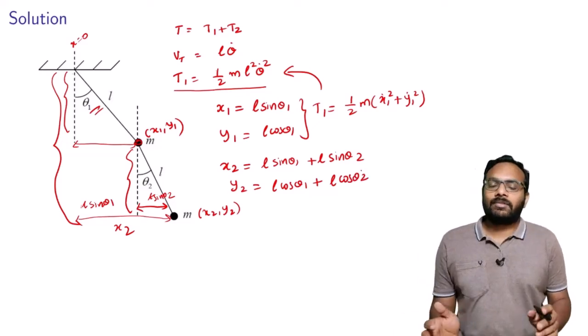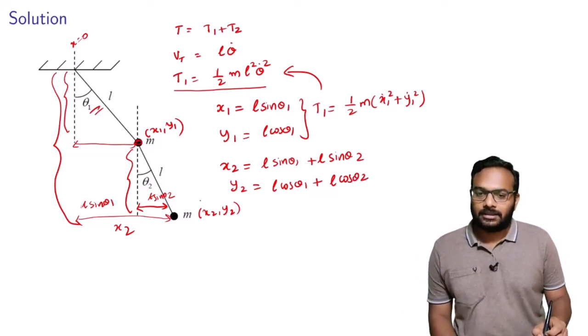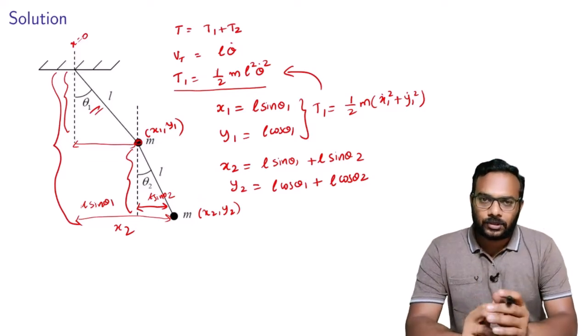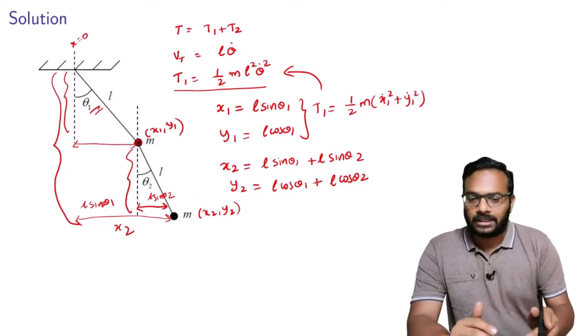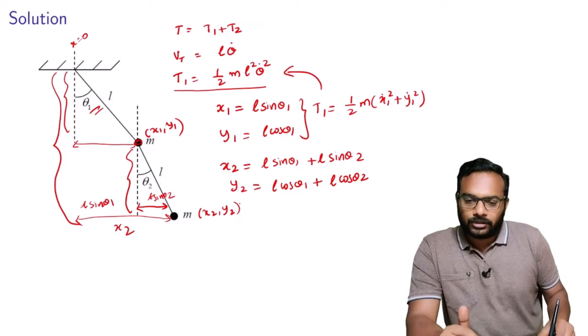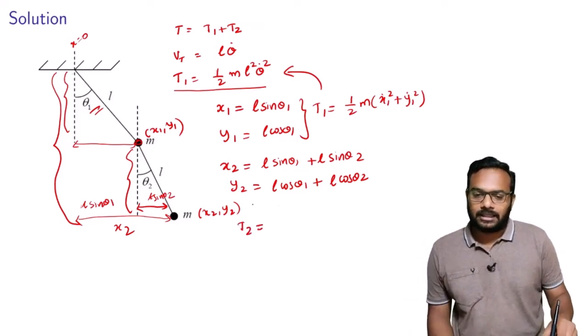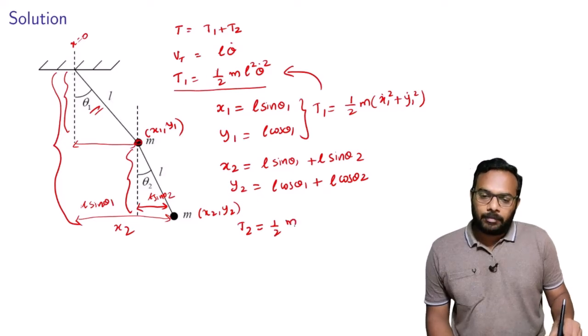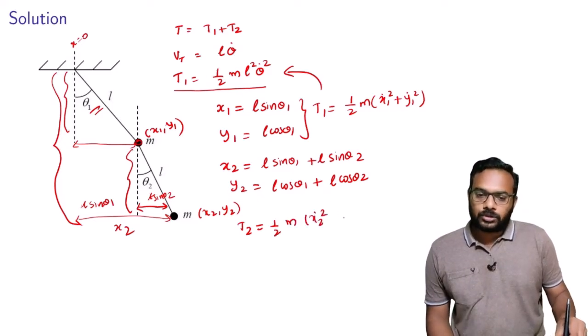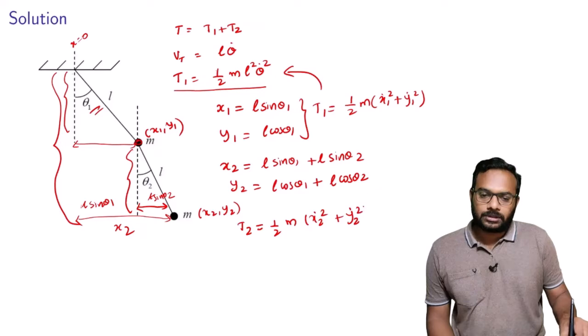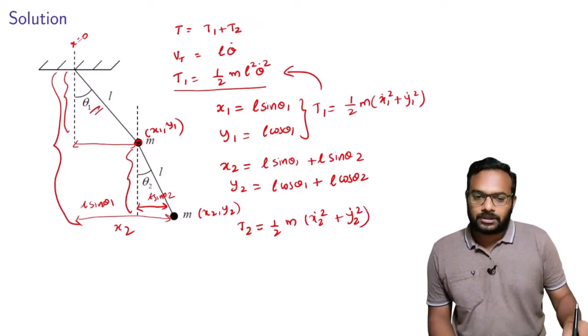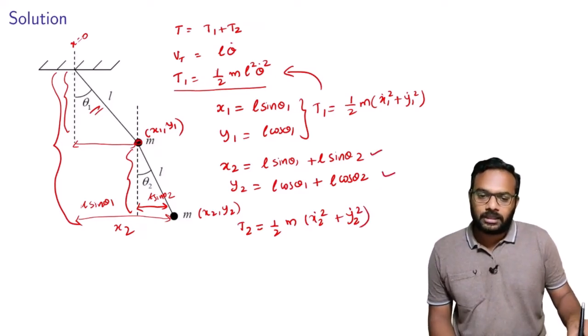Now we have written down the transformation equations. We have fixed the generalized coordinates and written down the transformation equations. Now it's just a matter of calculation. We can write T2, the kinetic energy of the second mass, as half m times x2 dot square plus y2 dot square. Now you find x2 dot from here, y2 dot from here, and square them.